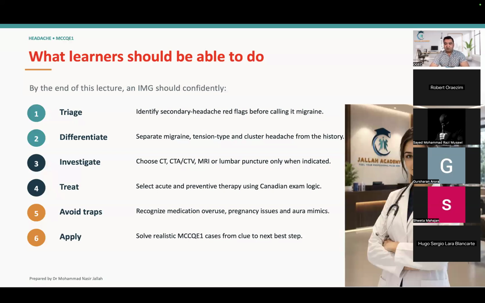Avoid traps. There will be some traps set for you in the scenarios and cases that you need to recognize and avoid. Do not fall for those traps. Apply: solve realistic MCQ1 cases from the clues. I'm going to point out the clues, and based on those clues, you should be able to tell which one is which.